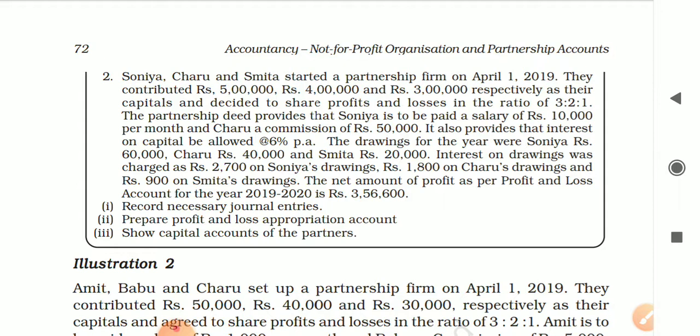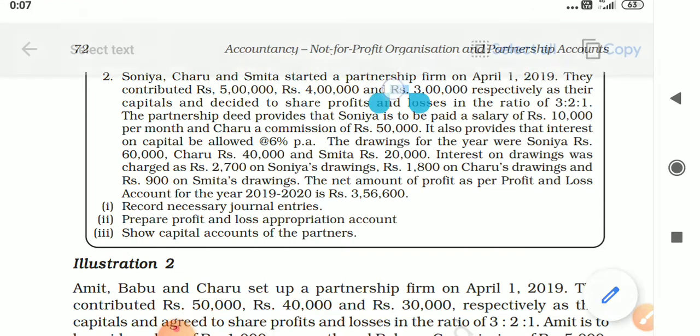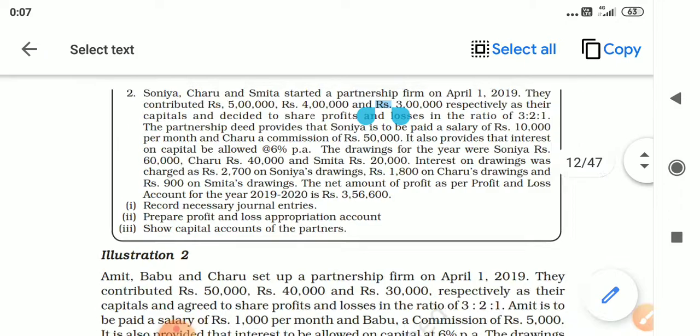So they started a firm with this capital, and the profit sharing ratio is 3:2:1. The partnership deed provides that Sonia is to be paid a salary of rupees 10,000 per month. So for 1 year it comes to 10,000 into 12, 1,20,000. And Charu a commission of 50,000 rupees. It also provides that interest on capital be allowed at 6% per annum. See, it is given 1st April 2019, isn't it? Which means it is opening capital balance. Directly you can calculate 6% on these balances, 5 lakh, 4 lakh and 3 lakh.